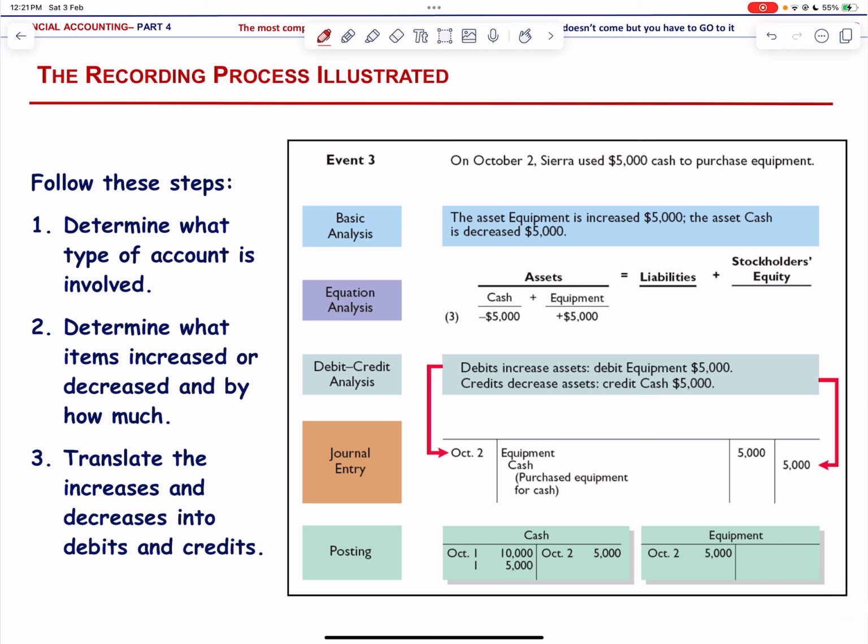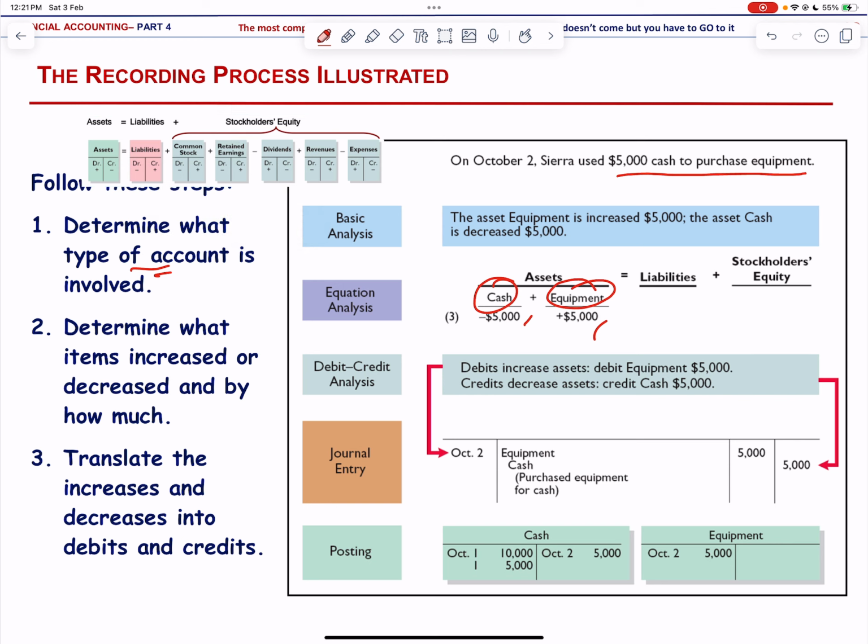On October 2, Sarah used 5,000 cash to purchase equipment. Now, the two accounts being affected are cash and equipment. Both of them are assets, and an increase in asset is debit, a decrease in asset is credit. So equipment is increasing and cash is decreasing. Increase in equipment is debit and cash is credit. We will talk about this in the next video.